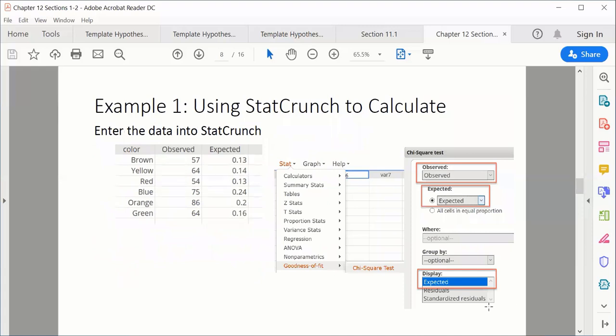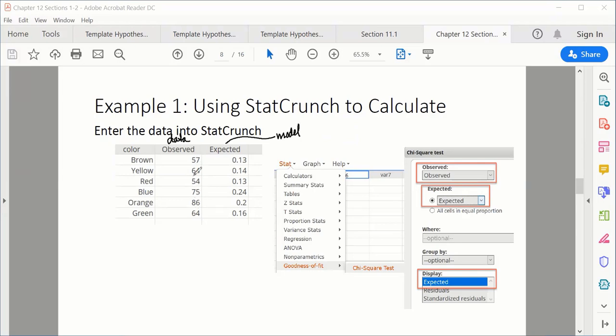So here's how we do it in StatCrunch. We have to enter the data into a table in StatCrunch. There's too much to just fill in during the calculation. So you need an observed column and you need an expected column. The observed means from the data. What did the data tell you? So this is the data column, and they call that the observed. And the expected is from the model.